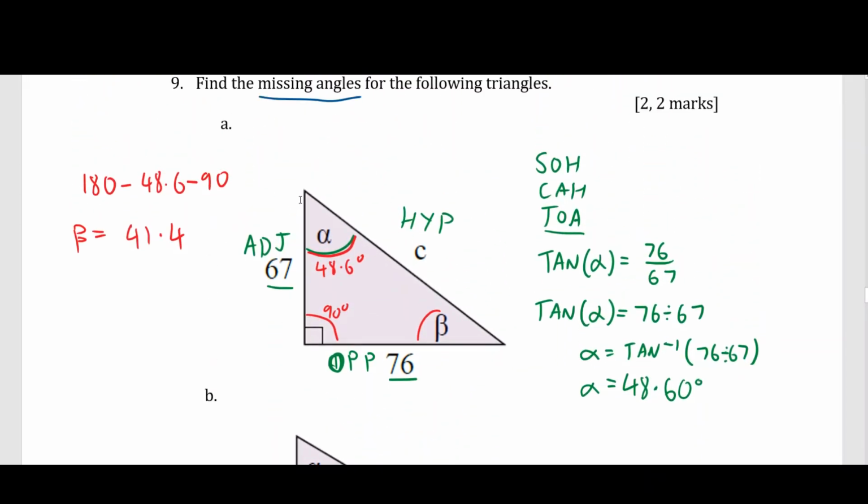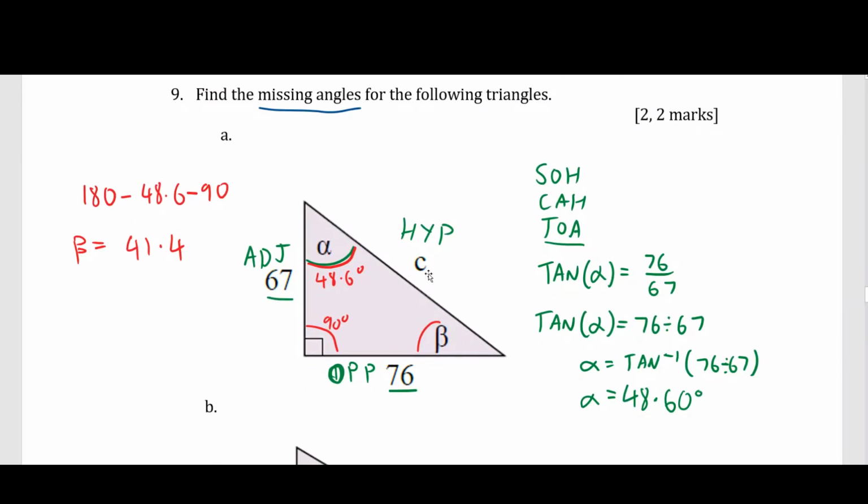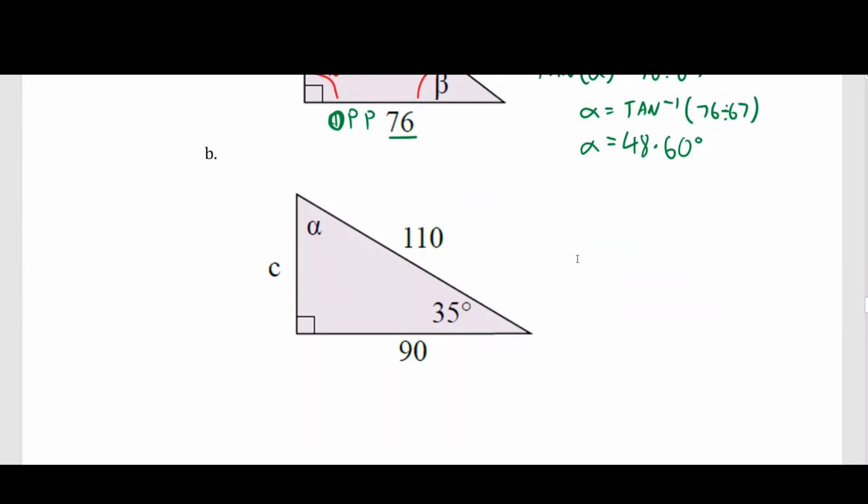It said find the missing angle, so we didn't need to find that unknown side C. This one's an easy one. It's just going to be 180, take 90, take 35 to figure out that alpha. That is 55. So alpha equals 55 degrees. And that's it.